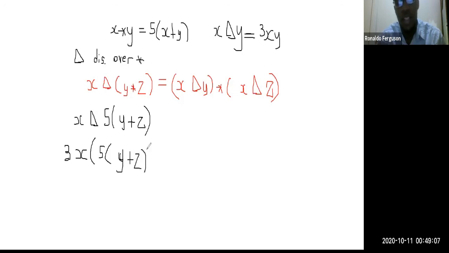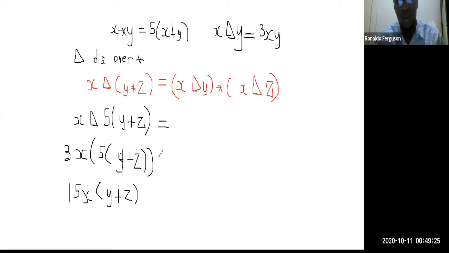And then we can simplify this left hand side: 5 times 3 is 15. So we get 15x times y plus z. That's what we get on our left hand side.